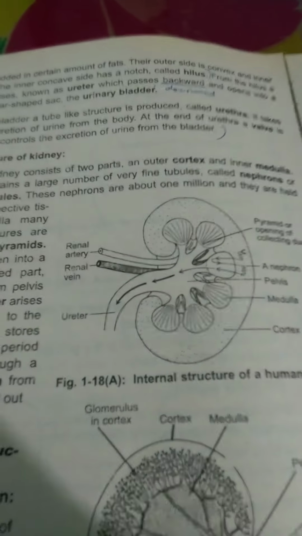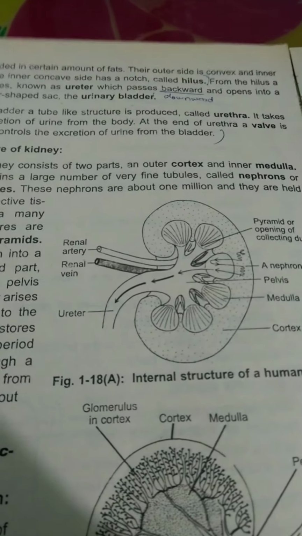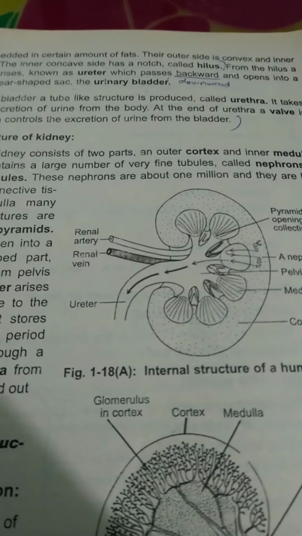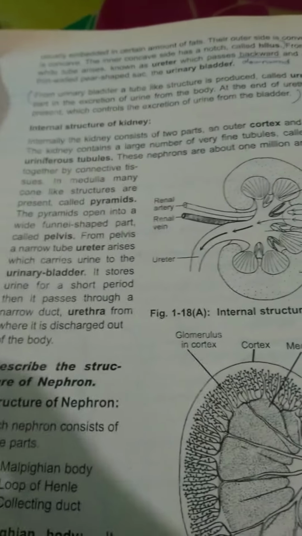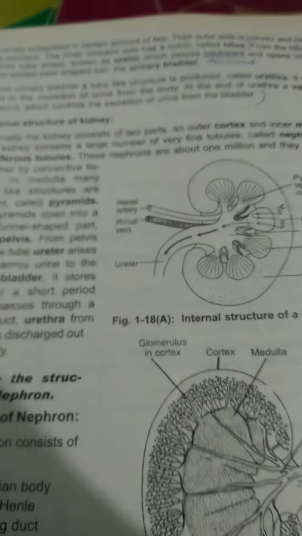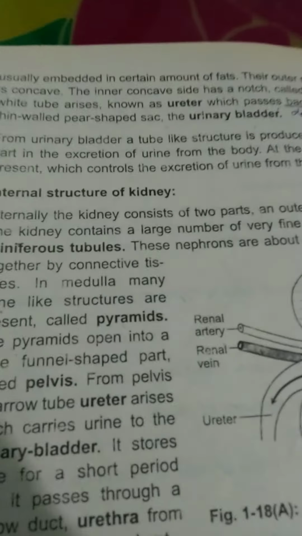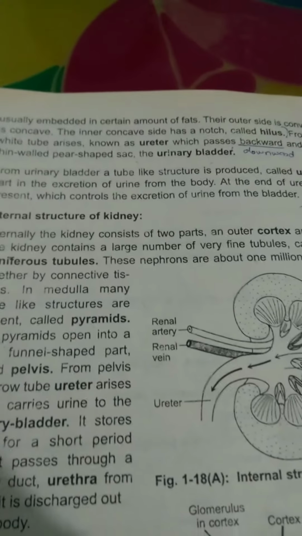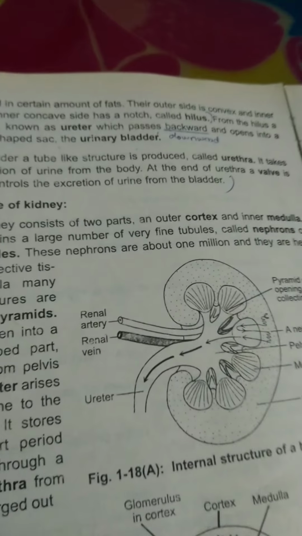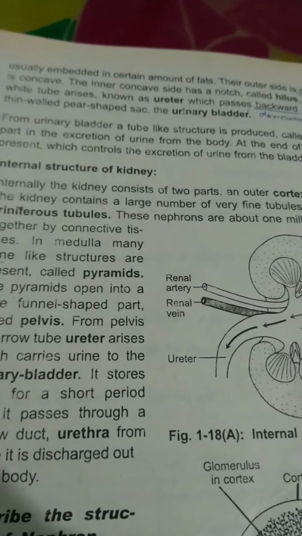Like we know, pericardium is the protective covering or bag of the heart. Meninges is the bag of the brain, so peritoneum is the bag of the kidney. They are usually embedded in a certain amount of fat. The outer side is convex and the inner side is concave.